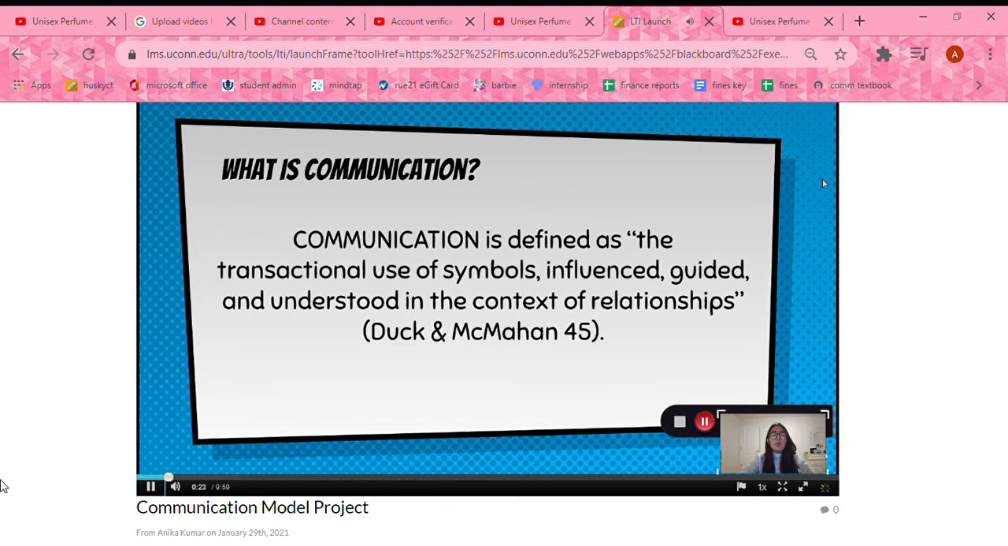What it means when it says symbols is that it can range from anything from images and gestures to things like words and text, anything that you associate a specific meaning to through cultural and relational context can be considered a symbol. So ultimately, everything is a symbol because everything in itself is a valid form of communication.